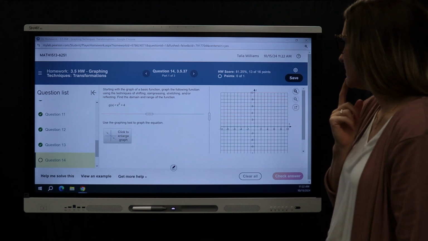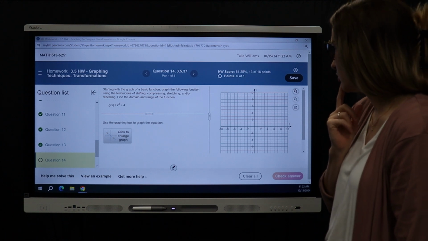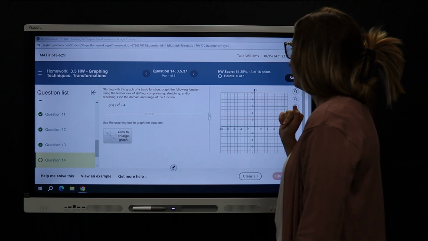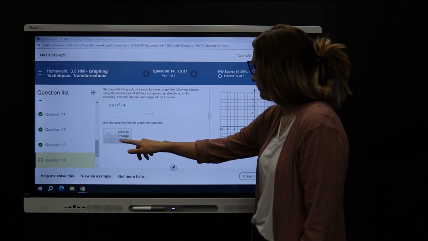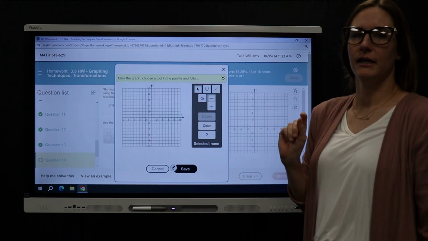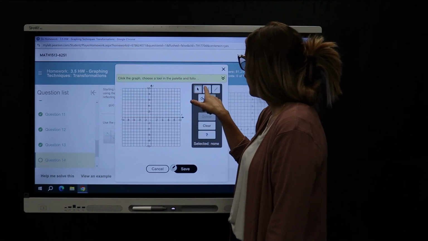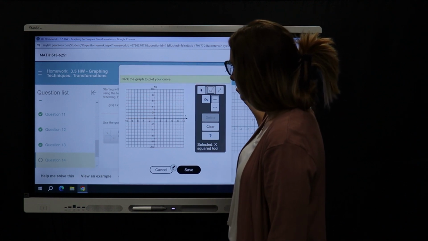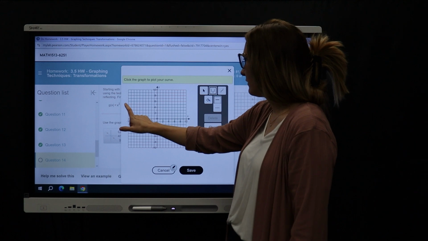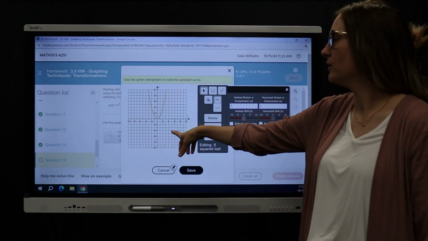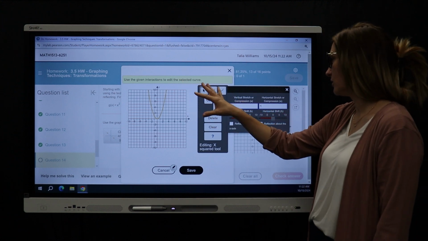Starting with the graph of a basic function, graph the following function using the techniques of shifting, compressing, and stretching, and find the domain and range of the function. When you graph these, it does not matter where you click it because it's going to put it at 0, 0. So we are using x squared, right? If I went to put this at positive 4, it's going to put it at 0, 0. So you just click it and get your graph on there.